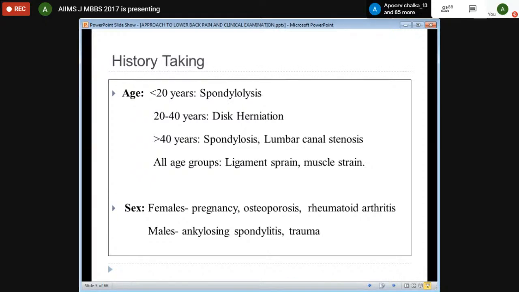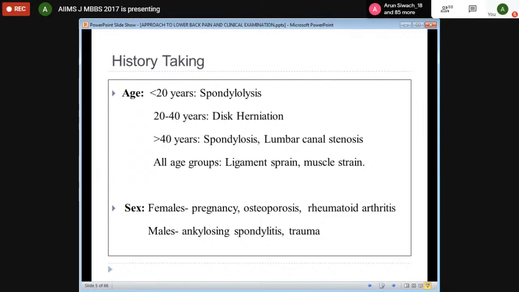In those less than 20 years, spondylolysis is a common cause of low back pain, which is usually traumatic in the young age group. In the old age group, even spondylolysis can be due to a degenerative or metabolic condition or a neoplastic condition. Spondylolysis is a disruption of the posterior part.